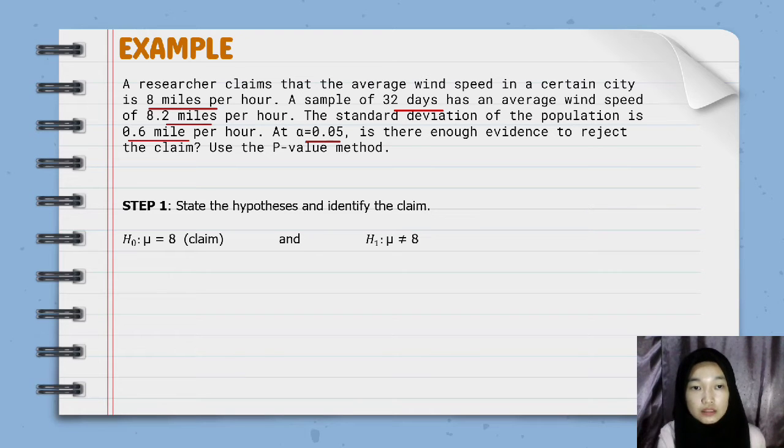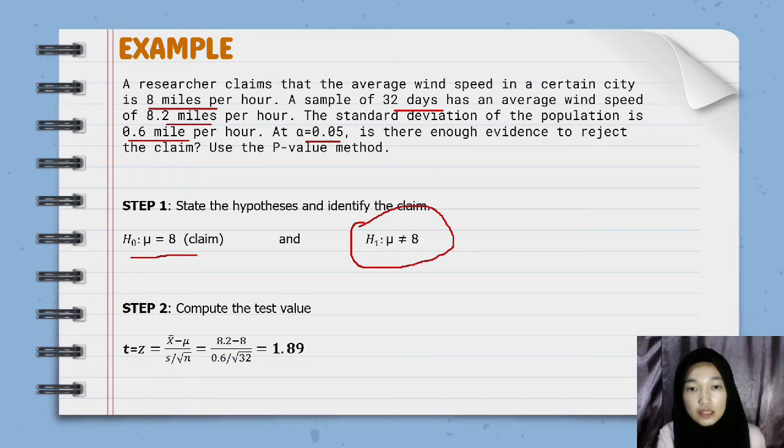The first step is to state the hypotheses and identify the claim. Here we can simply say the null hypothesis H0 is mean equals 8, this is the claim, and the alternative hypothesis H1 is mean does not equal 8. This alternative hypothesis is the one we are interested in proving. Next is step 2, compute the test value. We can simply insert every value into this formula and we get Z equal to 1.89.